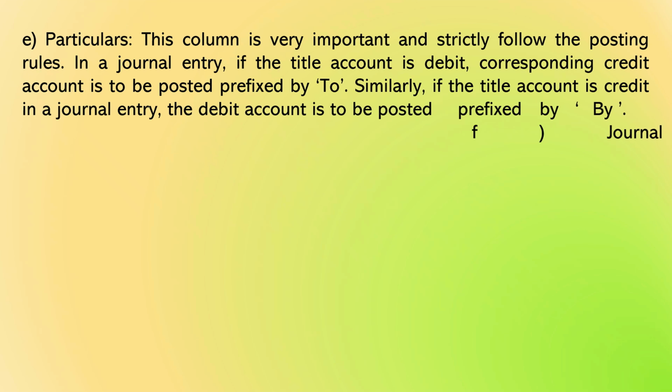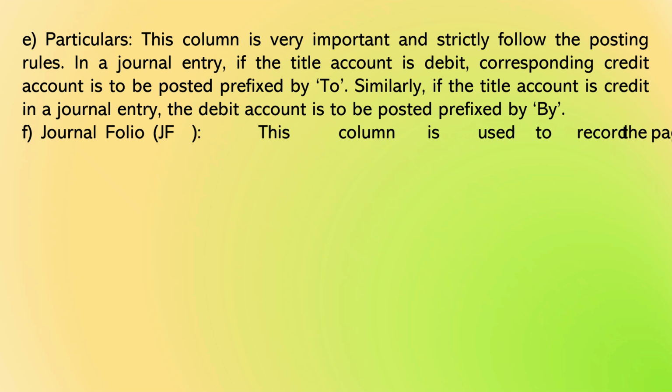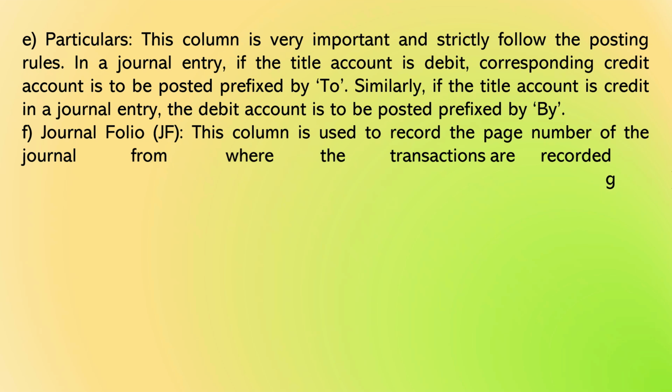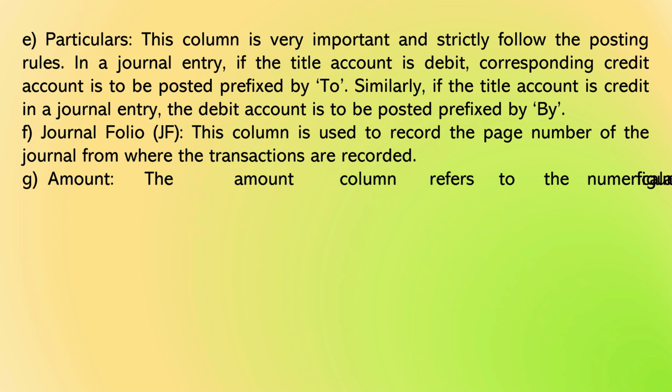F. Journal folio, JF. This column is used to record the page number of the journal from where the transactions are recorded. G. Amount. The amount column refers to the numerical figure as per the journal.